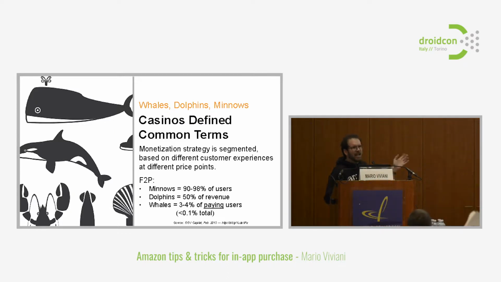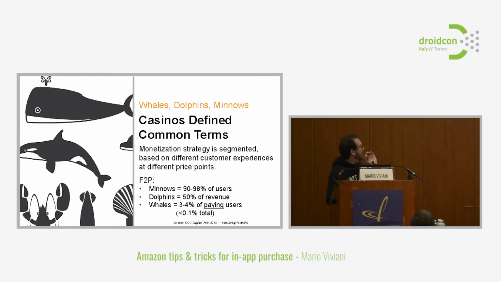This usually accounts for 90 up to 98% of your users, and these people will barely spend any money. Usually they don't spend any money, or they spend a few dollars per year. Then there are the dolphins. The dolphins are the average spenders. These are usually accountable for 50% of your revenue. So they're not small spenders, but they're not consistent spenders. And then there is the real important bit, which are called the whales.